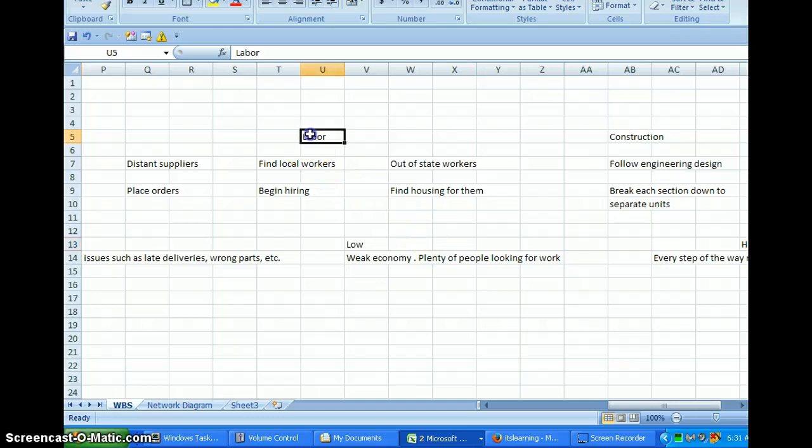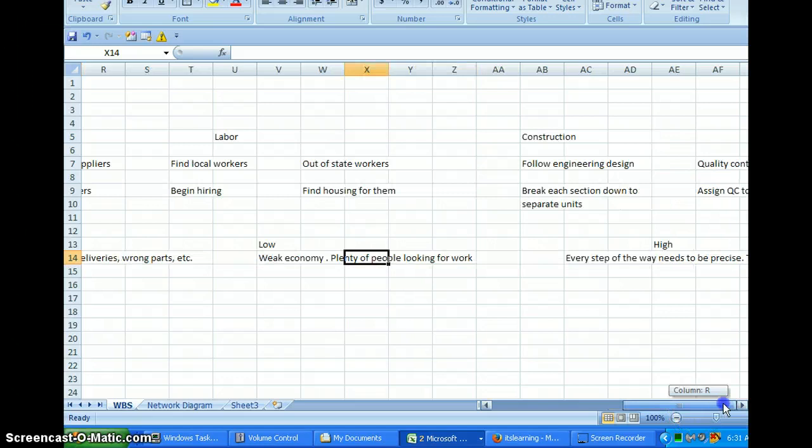Now we find labor. We're going to need local workers and out-of-state workers, because we need certain skill sets. That's why we're going to need to draw from all types of labor pools. We're going to begin hiring local workers, and the out-of-state workers, we're going to need to find housing for them, either construct temporary housing barracks, work out deals with hotels, things like that. This risk level is low. I mean, the weak economy, plenty of people looking for work.